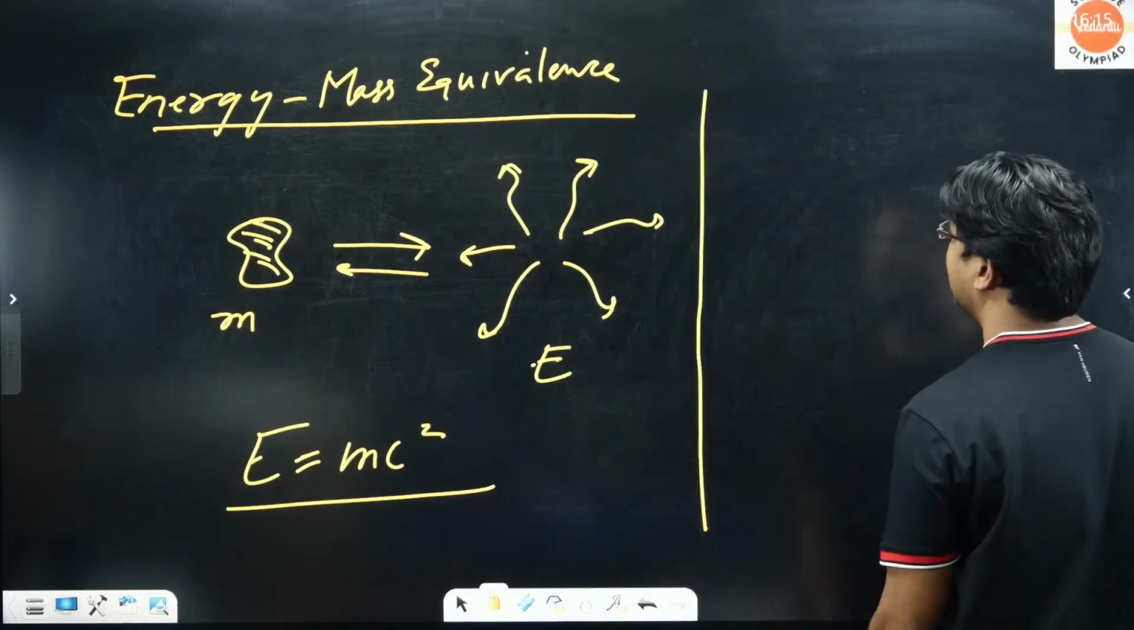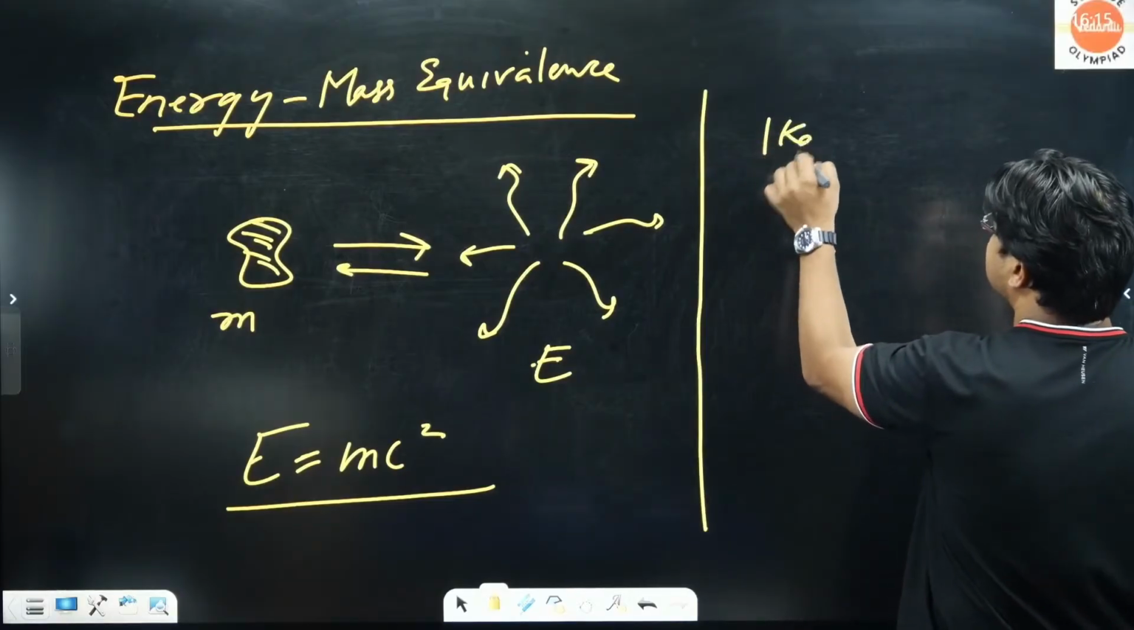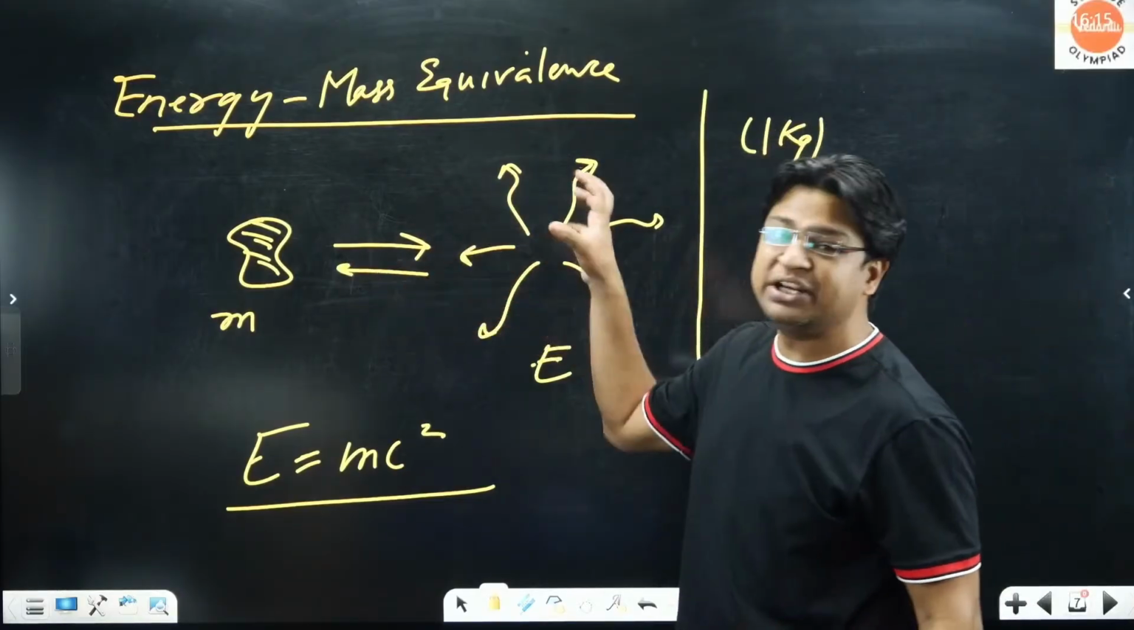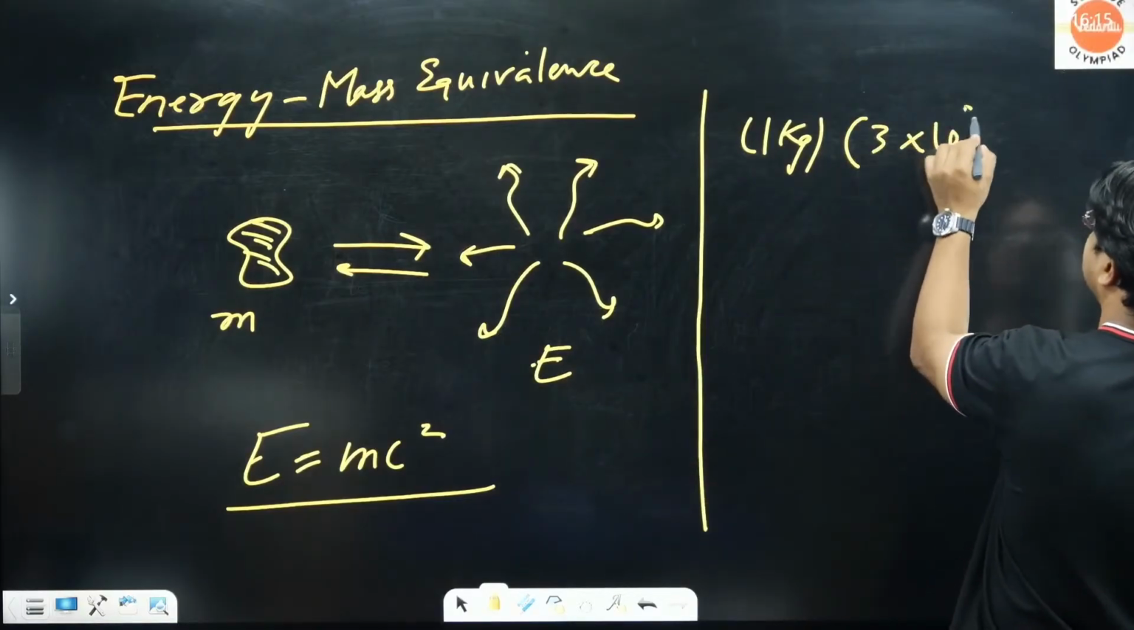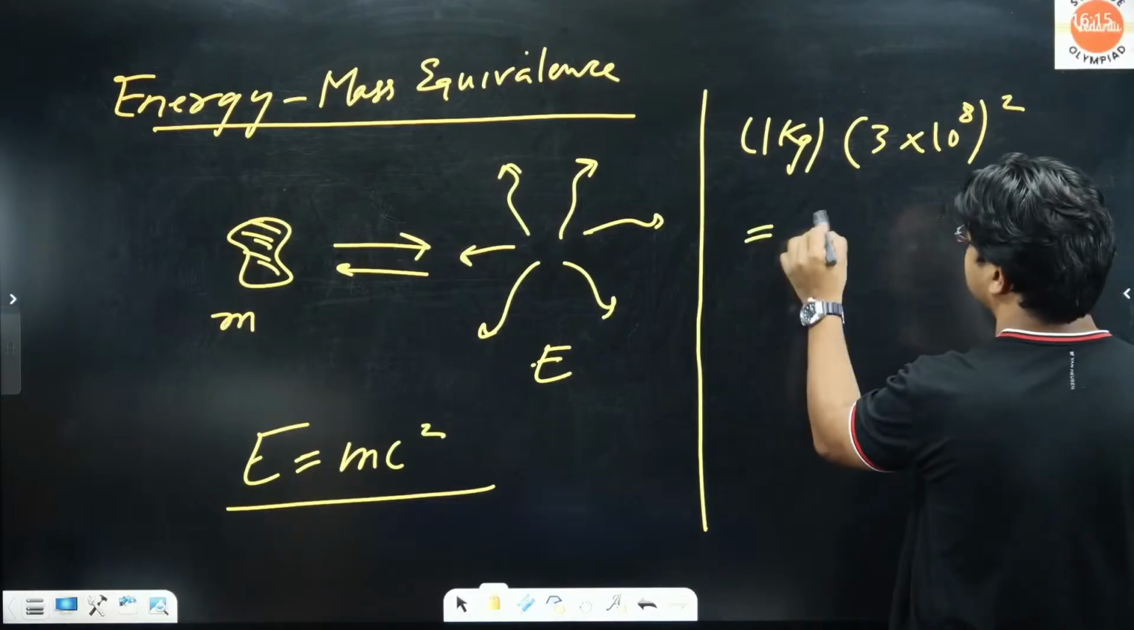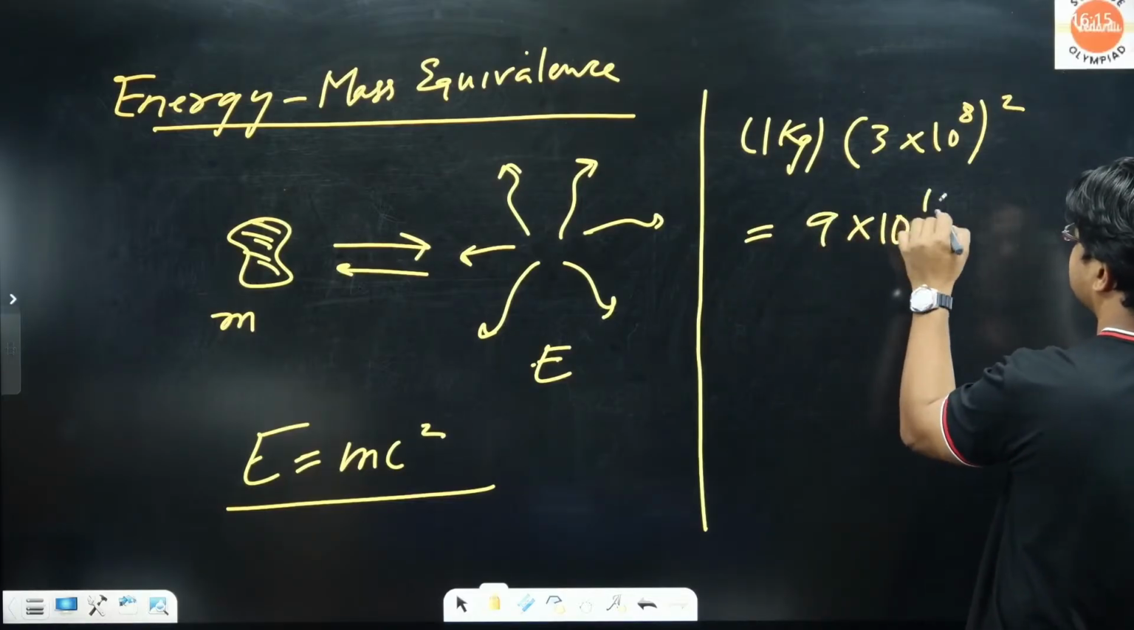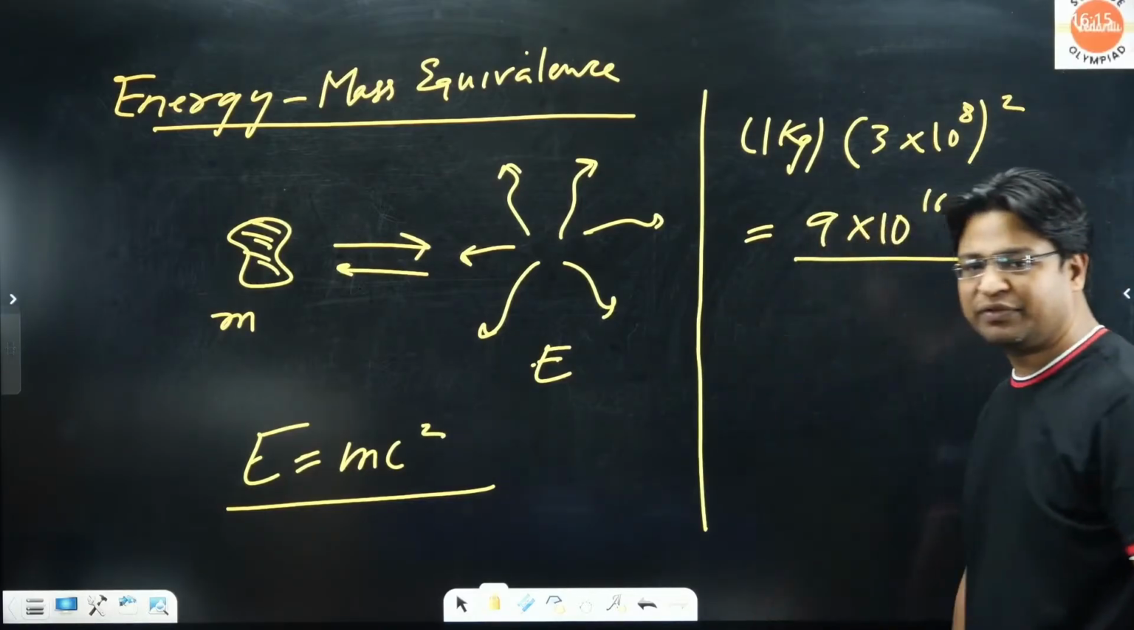What does this equation tell us? That if 1 kg mass, if it is completely destroyed and converted into energy, then it would give us about this much amount of energy, which is around 9 into 10 raised to power 16 joules. So massive amount of energy.